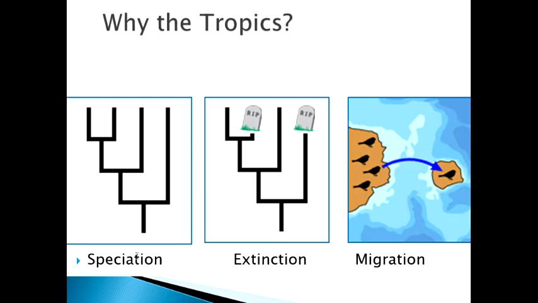You could either have high speciation rates over here on the left, or you could have lower extinction rates in the tropics. As long as it would be lower than the rest of the world, they would stay in the tropics, but they would decline elsewhere. Or you could simply have the case of things are moving into the tropics.